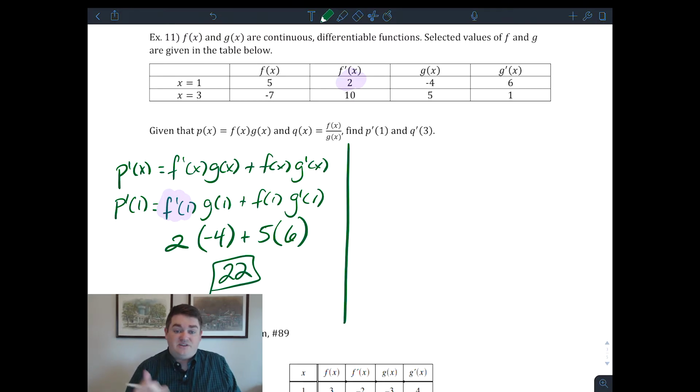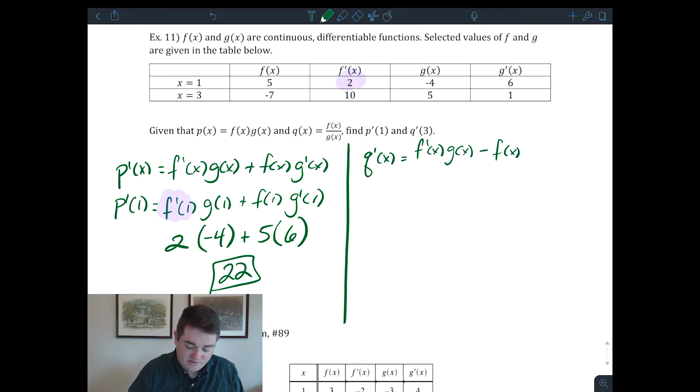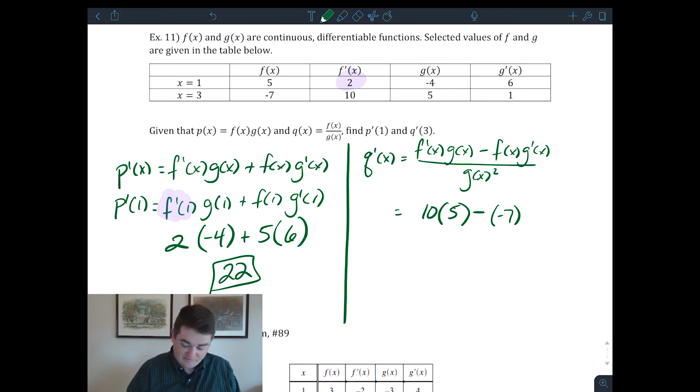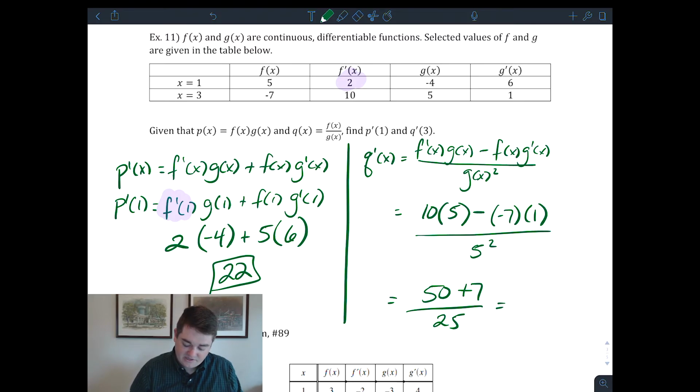And for q, we see q of x is f of x divided by g of x. So to take that derivative, I'm going to need the quotient rule. Q prime of x would be f prime of x g of x minus f of x times g prime of x divided by g of x squared. So q prime of 3, I'm going to plug a 3 into all of these. So I need f prime of 3, 10, times g of 3, 5, minus f of 3, negative 7, times g prime of 3, 1, divided by g of 3 squared, 5 squared. So I've got 50 plus 7 over 25 is 57/25.